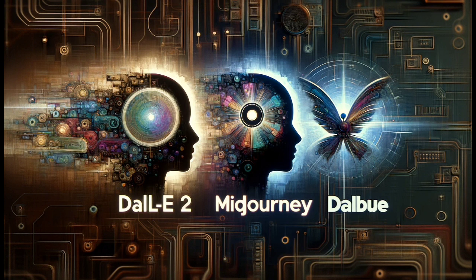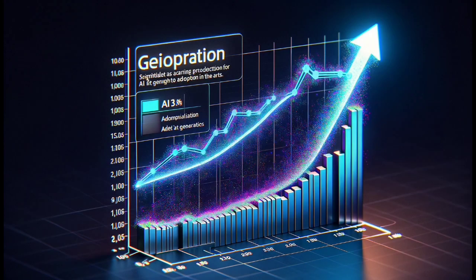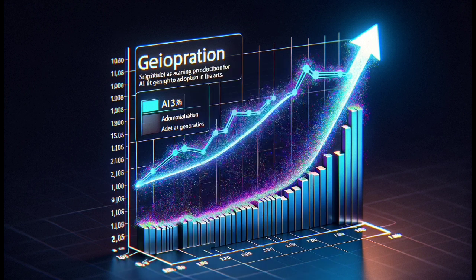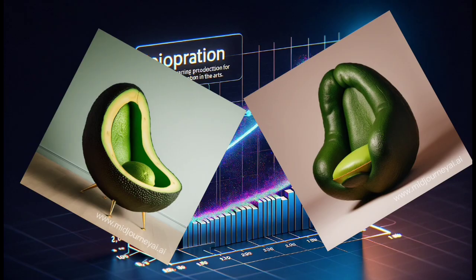AI art generators. Definition. First, what do we mean by AI art generators? These are computer systems powered by artificial intelligence that can digitally paint brand new images from scratch based on text descriptions provided by users. For example, type in an armchair in the shape of an avocado and voila, you get a quirky imaginary chair.